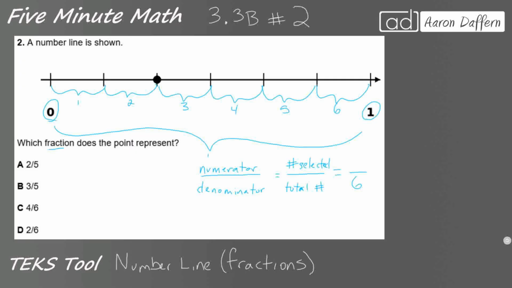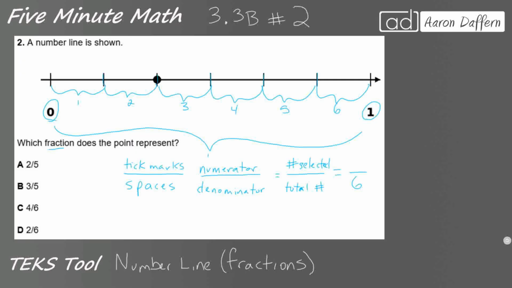So what we could do is count the tick marks. Now that's the difference here on the number line. The denominator is going to be the spaces between each of the tick marks, but for the numerator, you're actually counting the tick marks, which is what we call these vertical lines right here that separate the spaces.